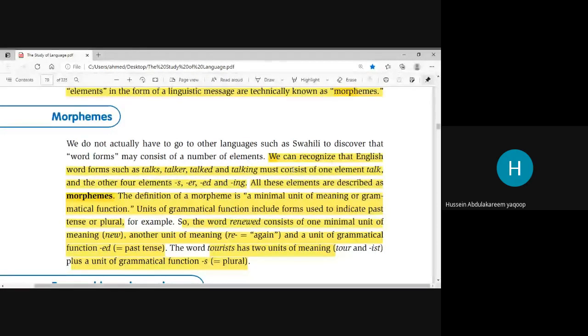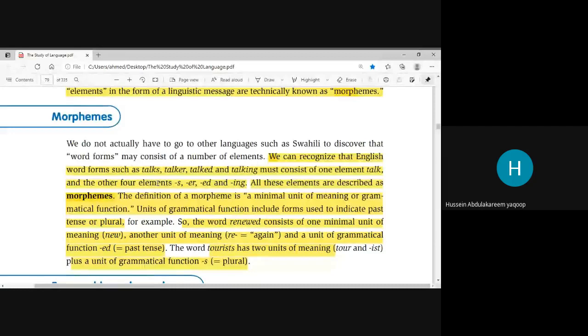Now, we have the stem, meaning the base word. Sometimes it's called stem, some other times it's called root. Okay, it is the basic word. Now, talks, talker, talked, and talking. All these are having more than one element. Now, the basic element of these four words is talk. This is the basic one. This is the original one. And for this word, the book adds s to tell us something, er to tell us something else, and ed and ing.